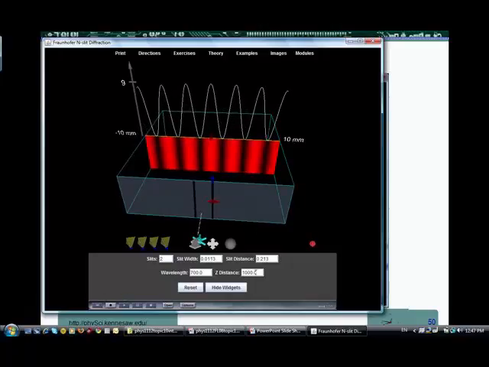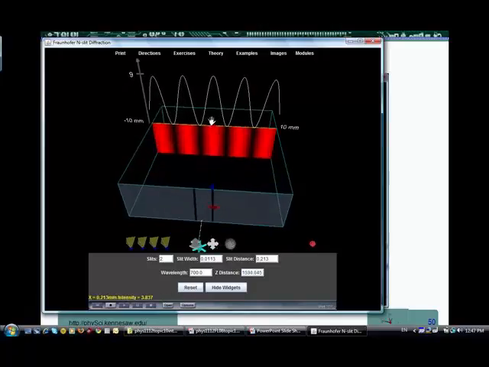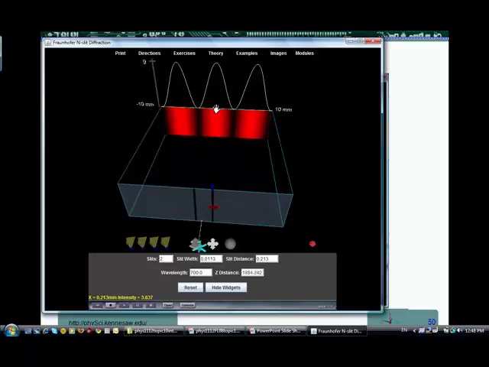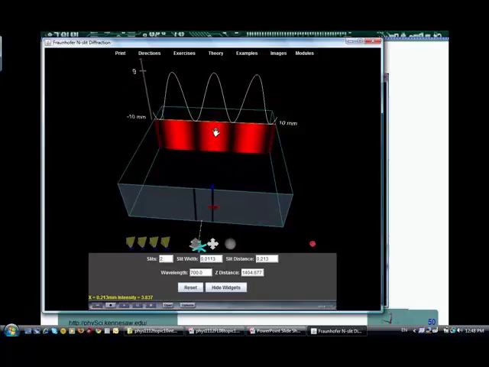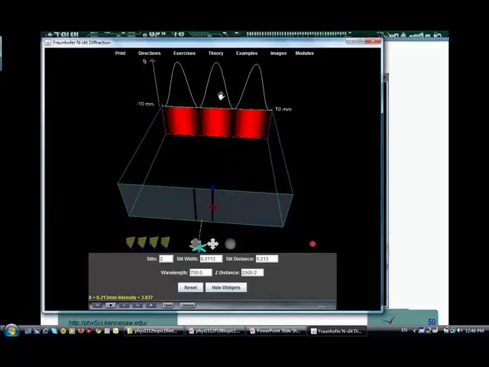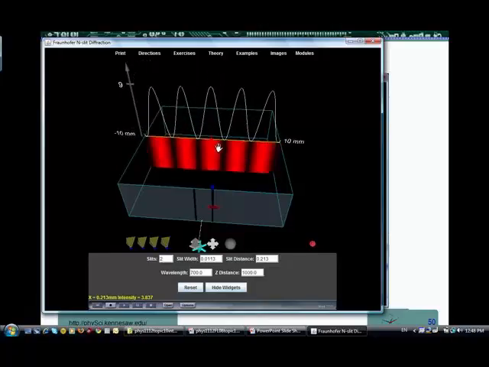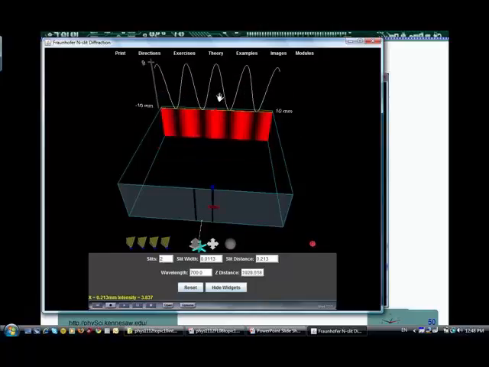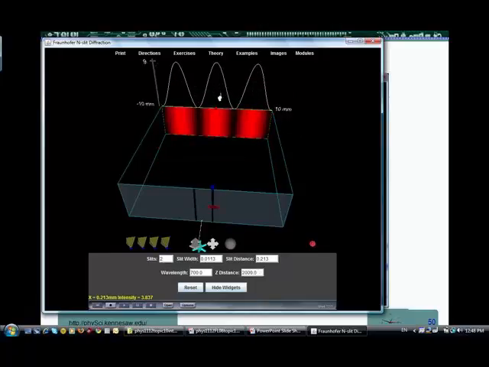Okay, one more thing, I'm going to change the screen position. Okay, here. See, as the screen moves away, the separation increases. As the screen gets closer, the separation decreases. Very much like we expect it to.